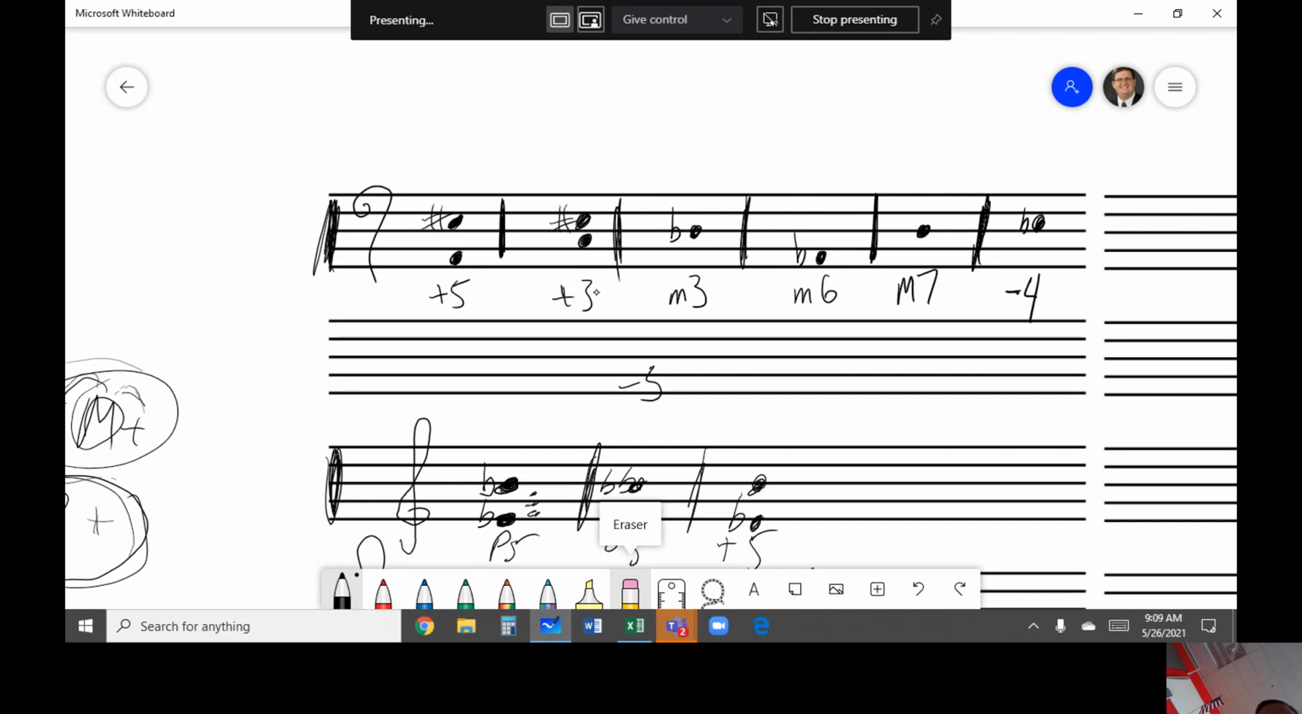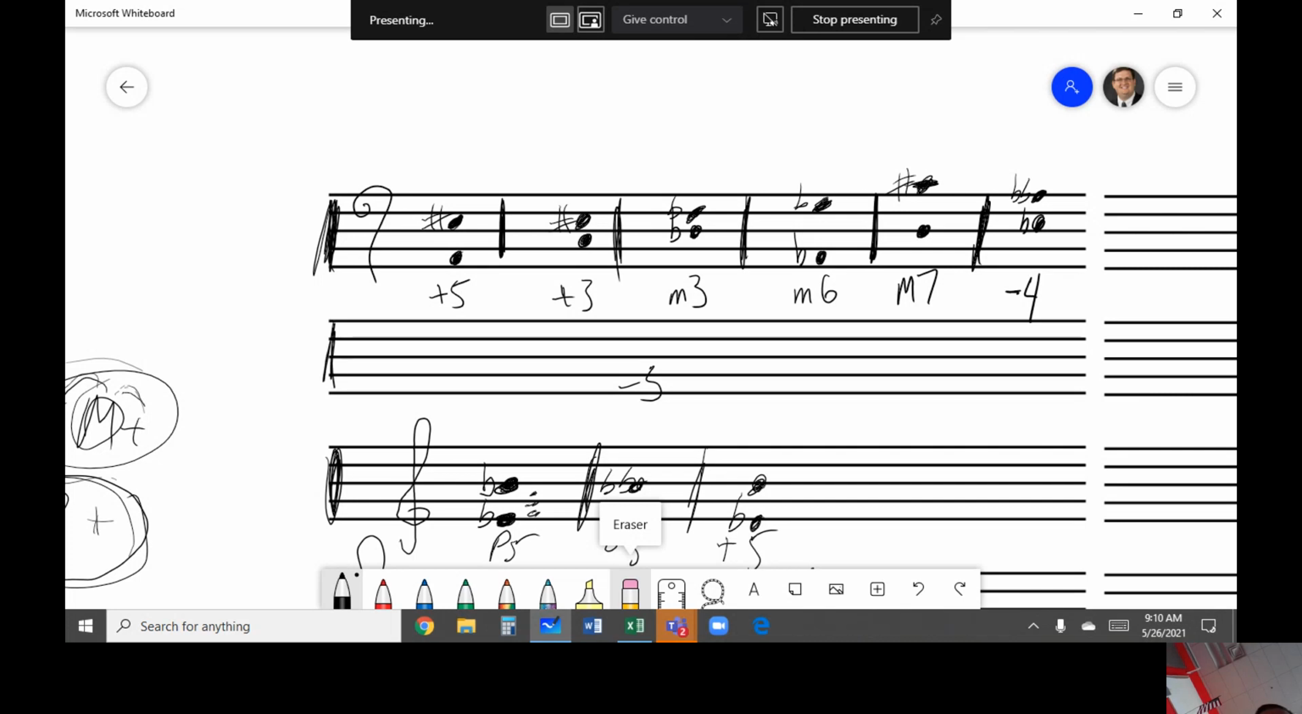Augmented third above C is E sharp. Minor third above D flat is F flat. Minor sixth above A flat is G flat. A major 7 above D is C sharp, because again, a seventh should be sharp. So I just employ the key signature. A diminished fourth above E flat is A double flat.